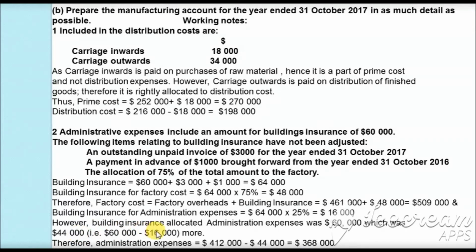So to rectify this, we will take the administrative expenses, which is $412,000. From there we are going to subtract $44,000. We get the value for administrative expenses as $368,000.